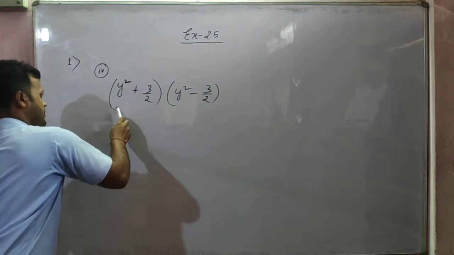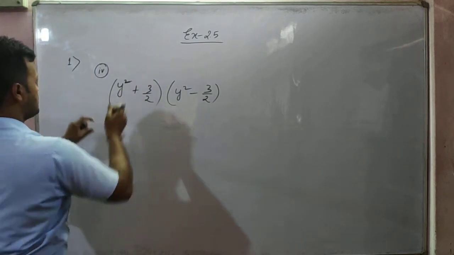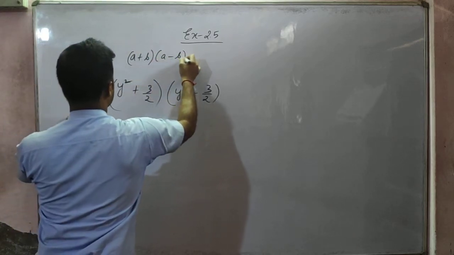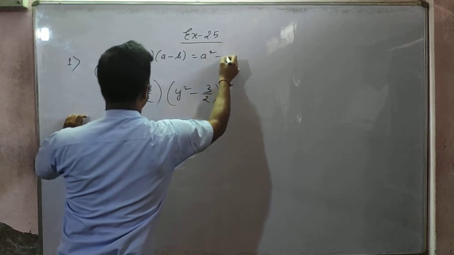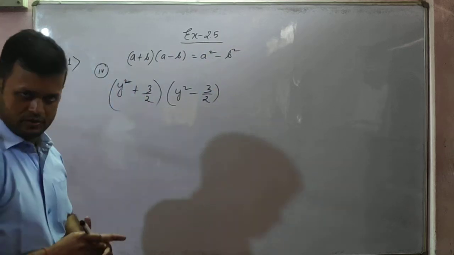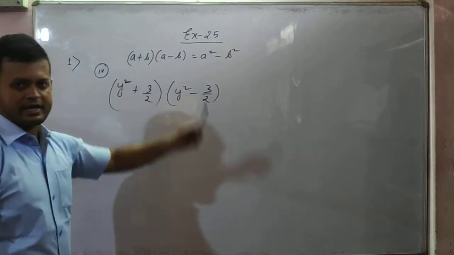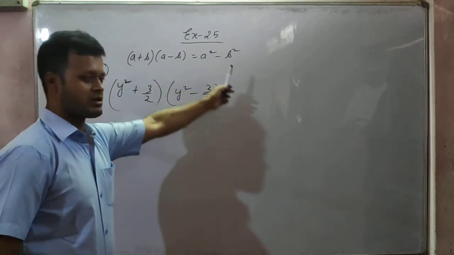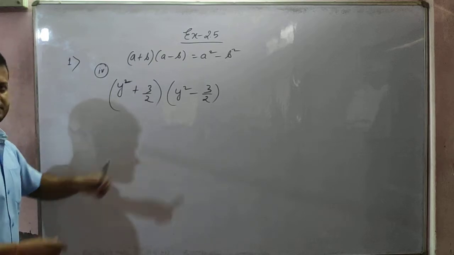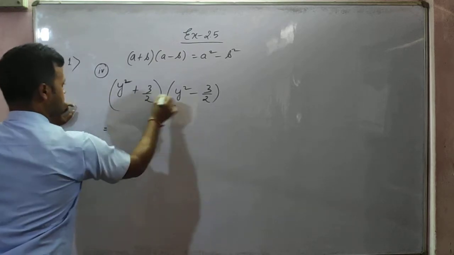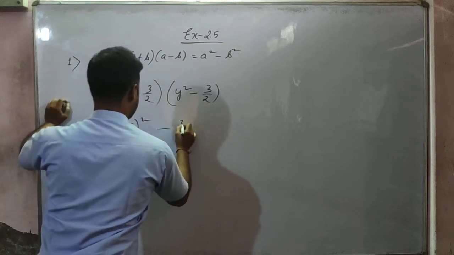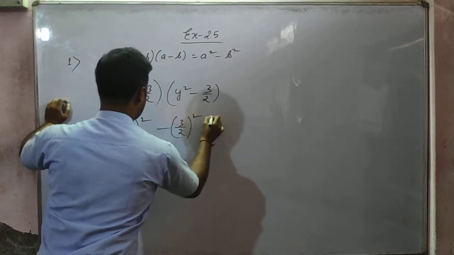So a plus b into a minus b. a plus b into a minus b is equal to a square minus b square. Okay, a plus b into a minus b, students. a plus b into a minus b is equal to what? a square minus b square. So this is a and this is b. So a plus b into a minus b will become a square minus b square.